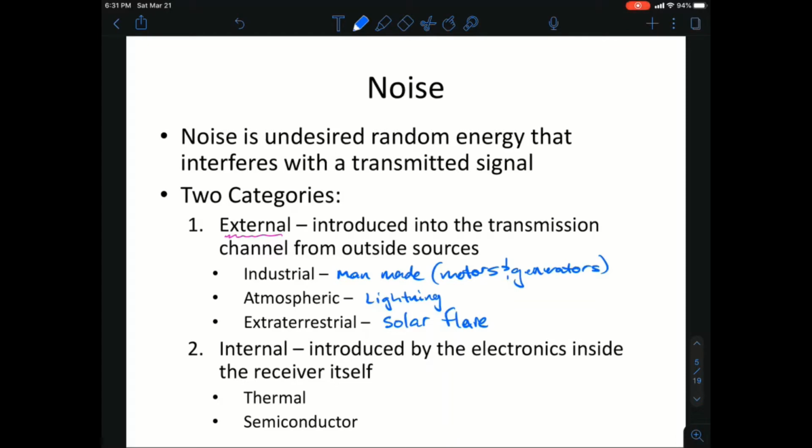Then you have your internal sources of noise. We're not going to dig into these, but you can just know that thermal effects and semiconductor effects can introduce noise to our signals. Essentially, the hotter a system is, the more noise, and with semiconductors, the concept here is that the types of semiconductors can affect noise as well.